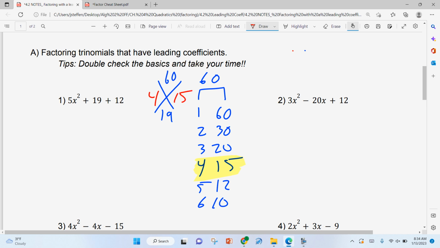So which ones add up to be 19? We already said was the 4 and the 15. Again, double check. Positive 4 times positive 15 is 60. That's great. 4 plus 15 is 19. And again, I know that one seems pretty straightforward. It is because they're all plus.